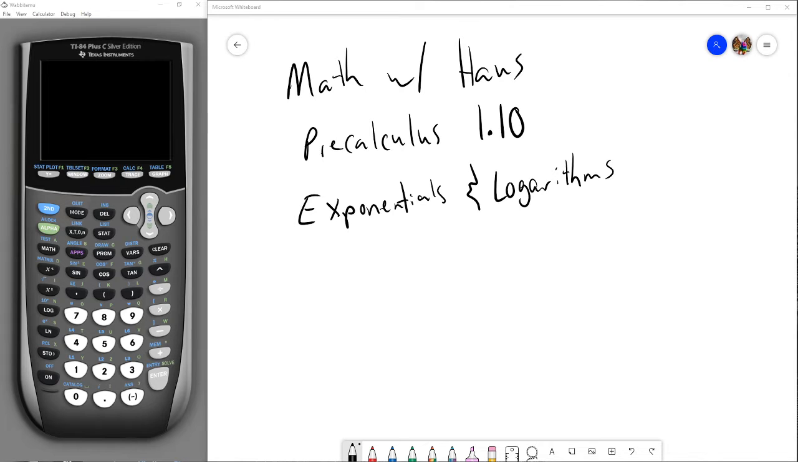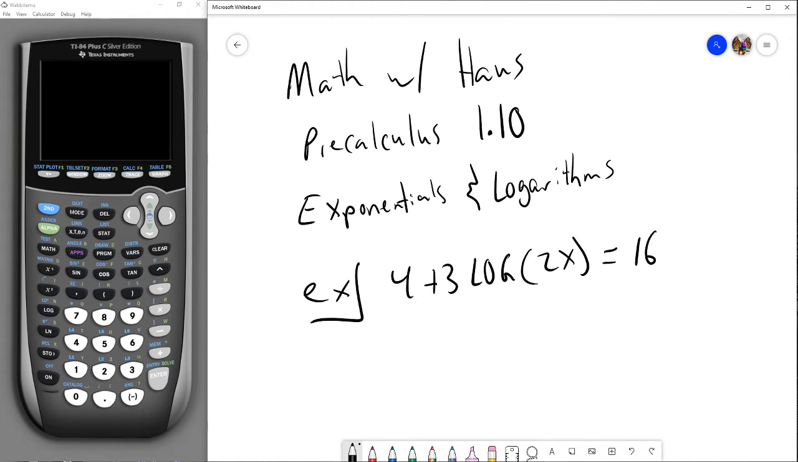So we are continuing our exploration of exponentials and logarithms. In the previous episode we looked at solving exponential equations. Now we will look at solving logarithm equations. So let's consider the following example. We have 4 plus 3 log of 2x is equal to 16.